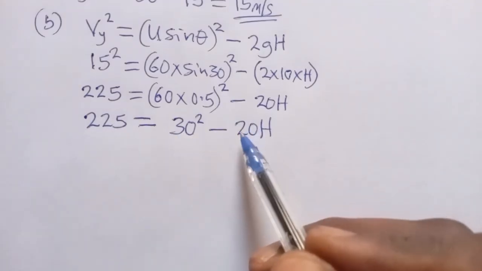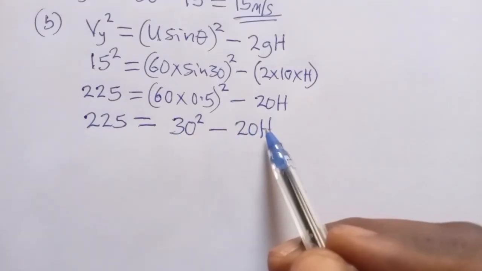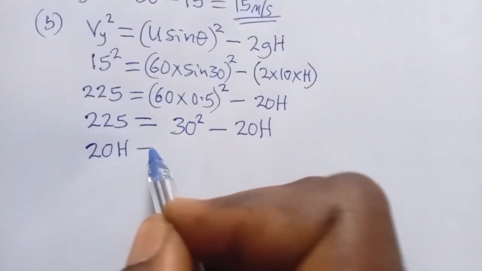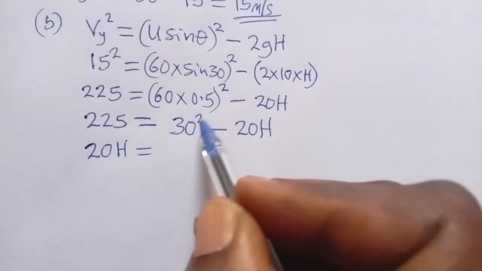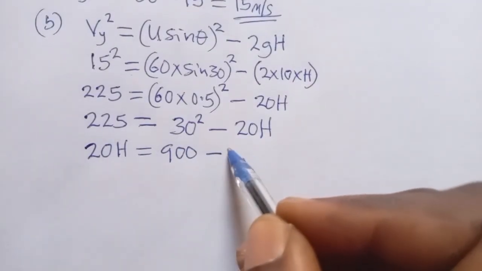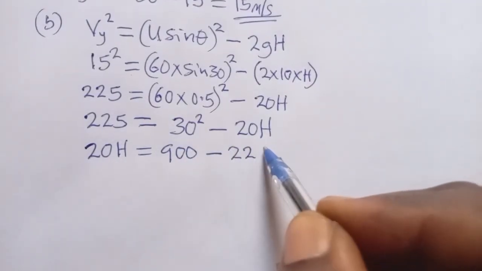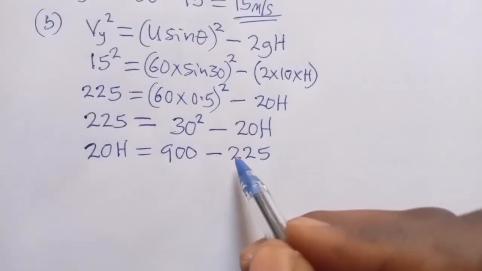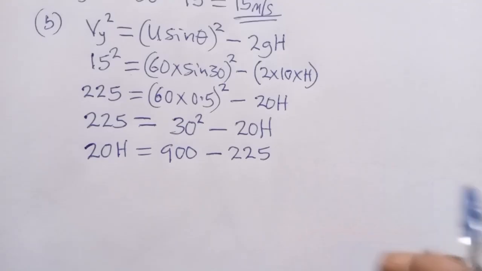So what I can do next now is to carry this negative 20h to this left hand side so that it becomes positive. When this negative 20h comes to this side, it becomes positive 20h. And is equal to 30 square is 900. Then minus 225. When this positive 225 comes to this side, it becomes minus 225.